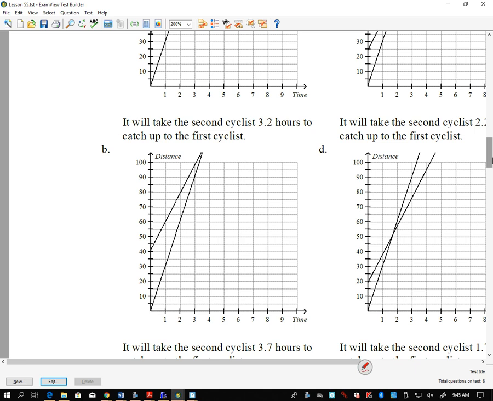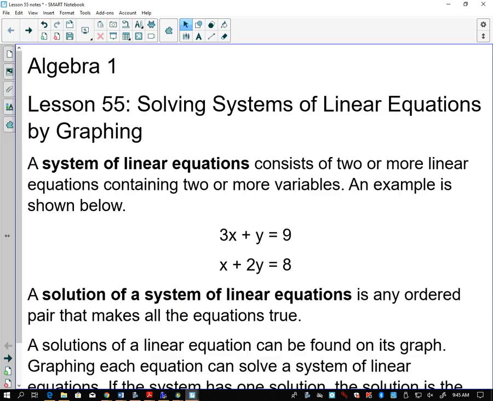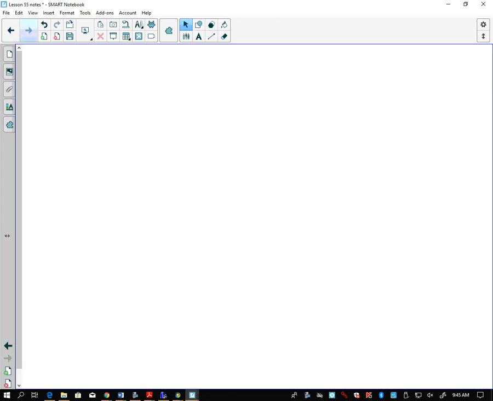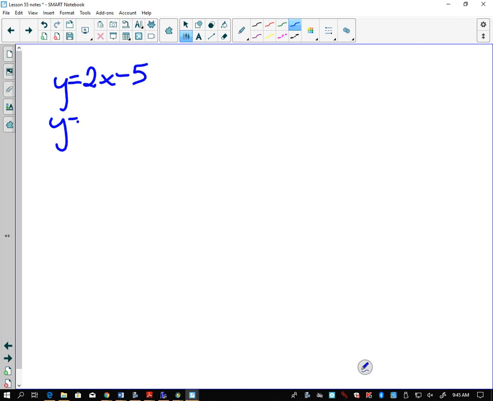Okay, so checking your solution means to actually plug those x and y values back into the equation and see if it is a solution. Let me see if I can come back here. Okay. So let's say C, right? Notice how it's y equals 2x minus 5 and y equals x minus 3. Okay, now you're going to have to solve that by graphing.